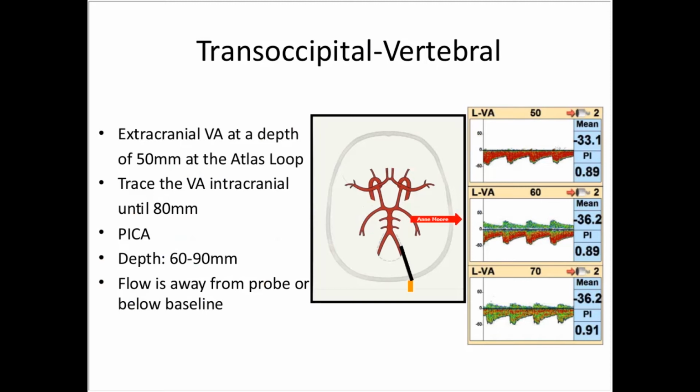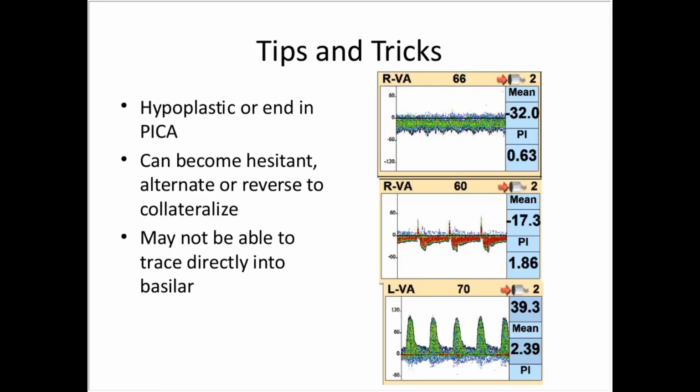And here's an example of 60 and 70. But as you can see, there's flow above baseline. And this is that posterior inferior cerebellar artery that we sometimes see, but again, it's not traceable because as you go distal, it's kind of fading out. The normal direction of flow for the vertebral is away from the probe or below baseline. Now, vertebrals can be hypoplastic or small. They can also end in PICA, and I'll explain that in the next slide.